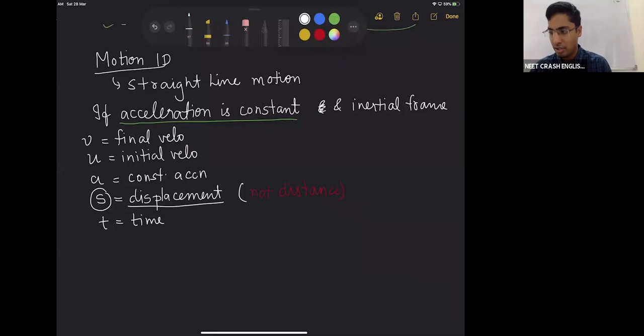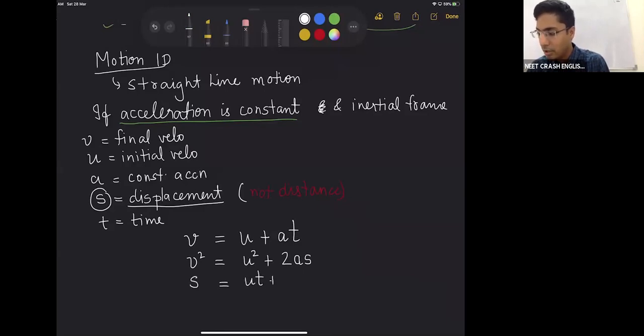So there are three equations. First, V equals U plus AT. It says that the final velocity is the initial velocity plus acceleration into time. You've studied this a lot of times, so I'm going to go quickly. The second is V square is U square plus 2AS. The third is S is UT plus half AT square. These are called the equations of motion.